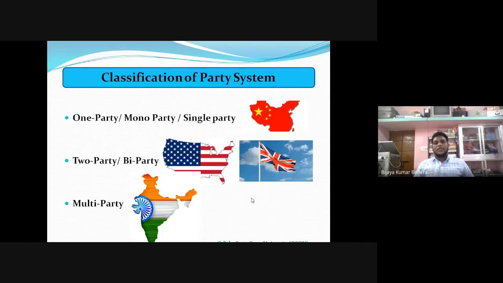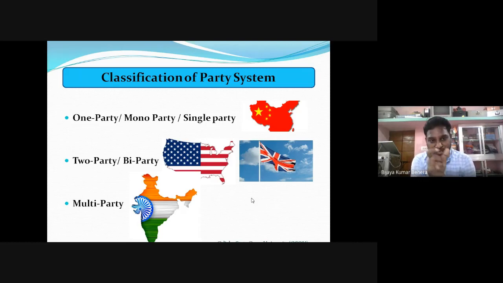Next we come to the classification of political parties. How do we classify the party system in different ways? There are different types: one party, mono party or single party; two party or bi party; and the third is multi party. You may identify examples from the flags of countries, such as China, which has a one party system. One by one we'll discuss one party, two party and multi party.